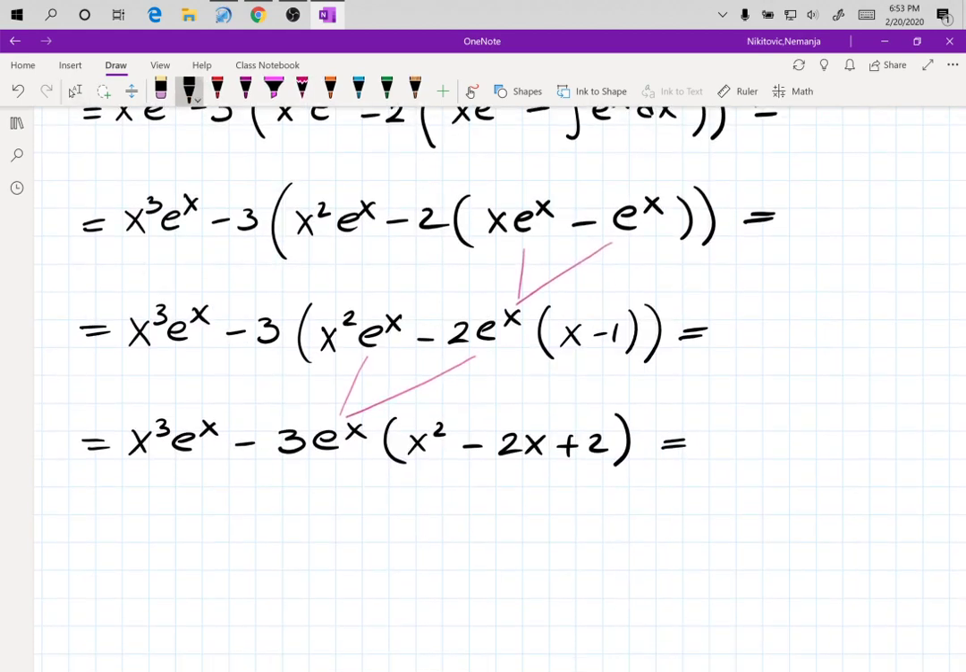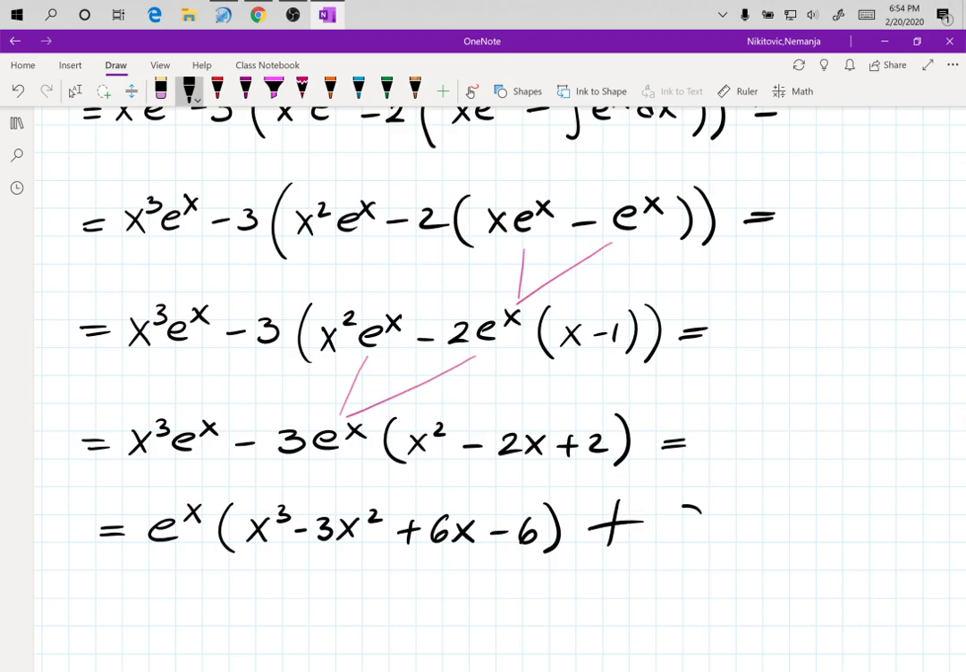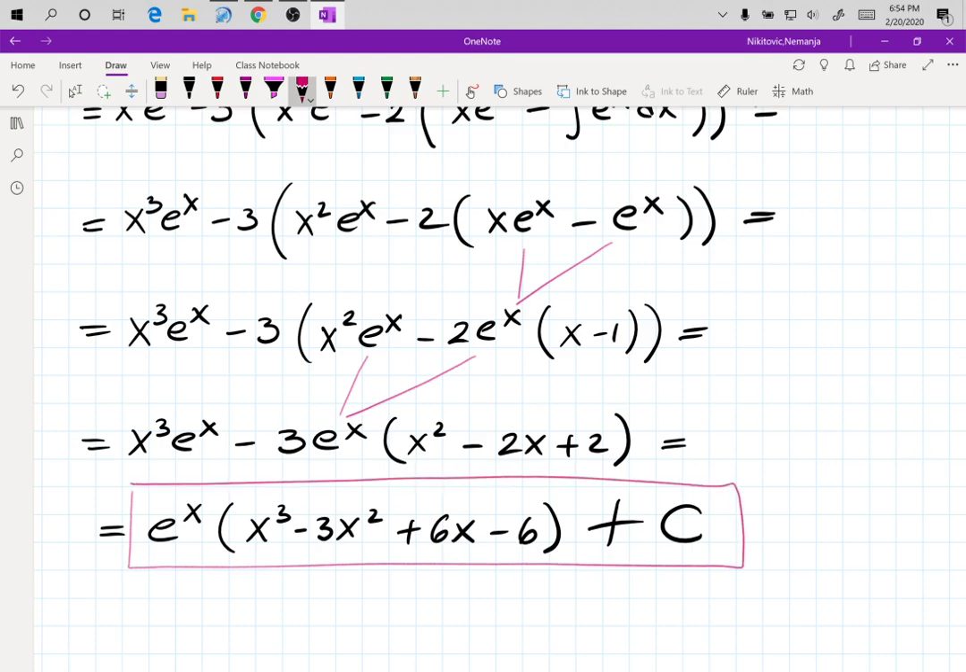Finally, you collect e to the x all the way outside, and you are left with x cubed minus 3x squared plus 6x minus 6, because you have a times 3. So negative 3, positive 6, and negative 6. There we go. Much better. Plus C at the end, and call it a day. I mean, for part 2 of the lecture, out of 4.